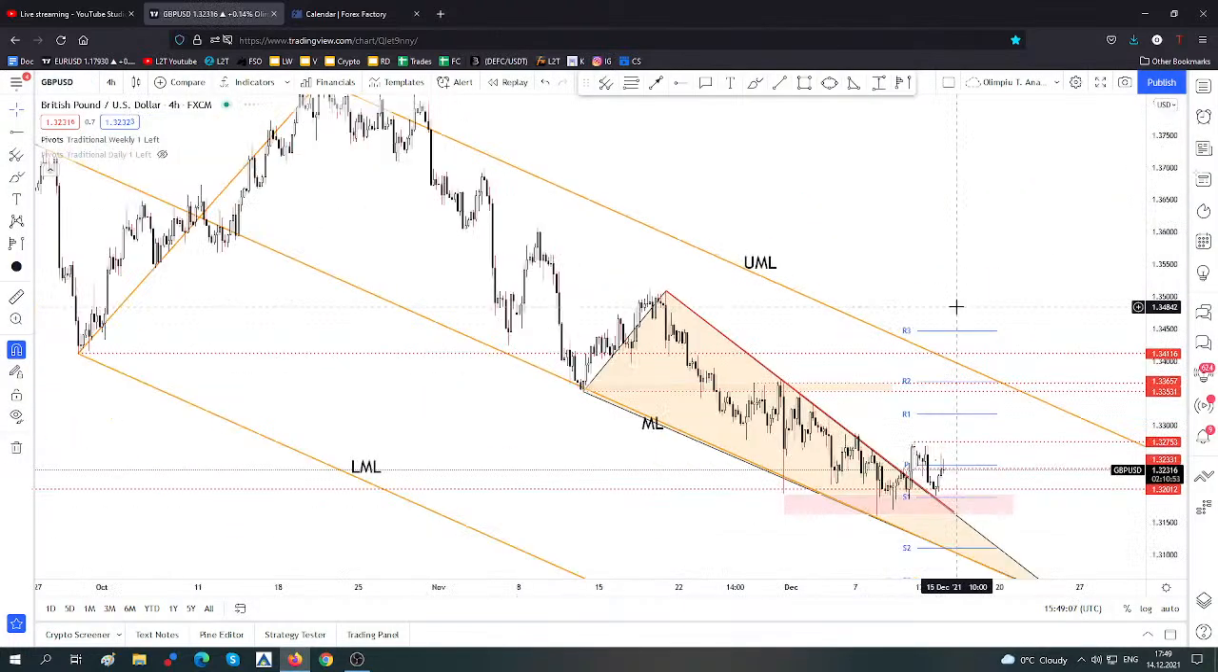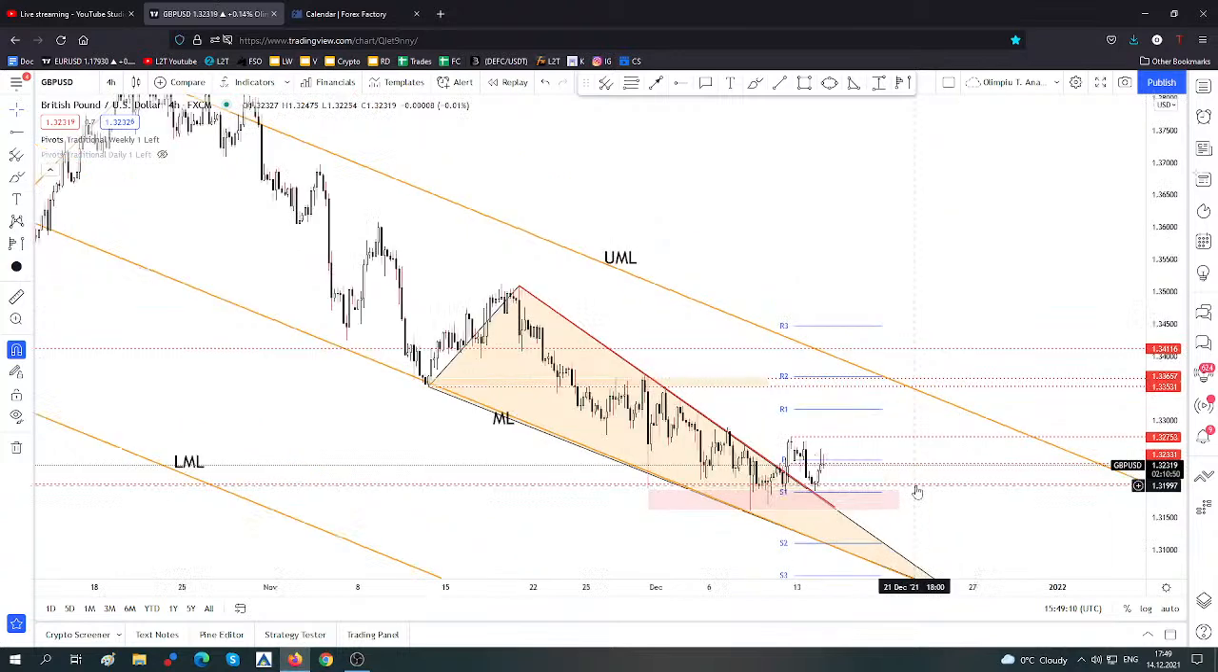The British pound versus the US dollar, you can see that it has managed to stay above the 1.32 psychological level. It has escaped from this pattern.